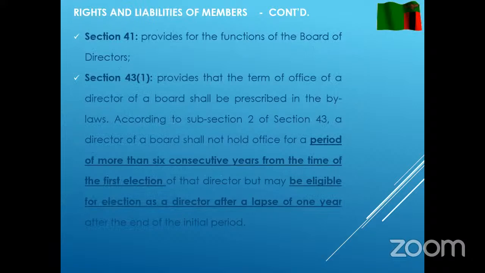We continue with the rights and liabilities of members. Section 41 provides for the functions of the board of directors. Because there's a reason why you elect them into office. Section 43(1) provides that the term of office of a director of a board shall be prescribed in the bylaws. There's a section, is this Section 9? Generally, from bylaws that I've seen, Section 9 provides for the number of directors and for how long they will need to be in that office. Now, the Act provides that no single board member should serve for more than 6 years.